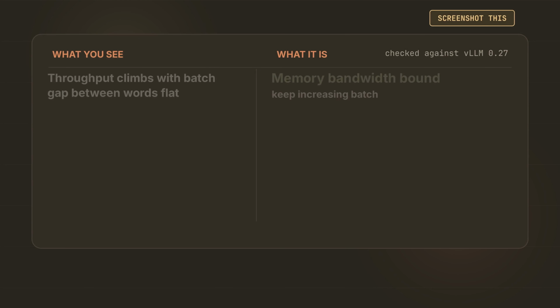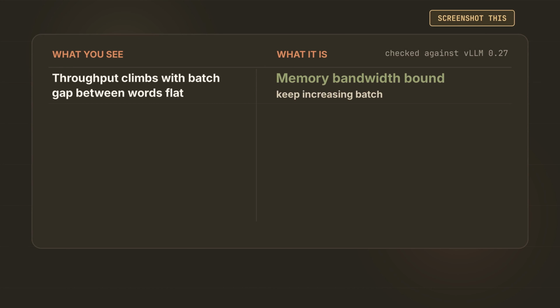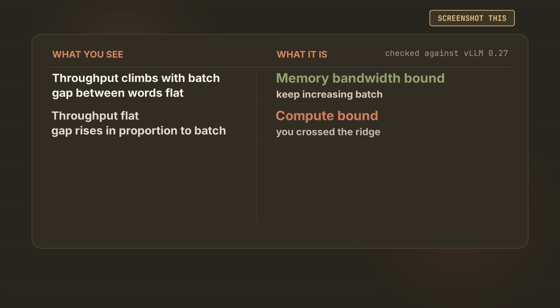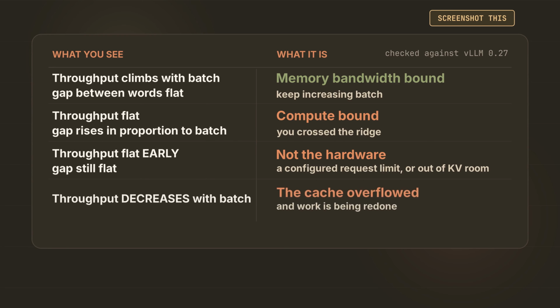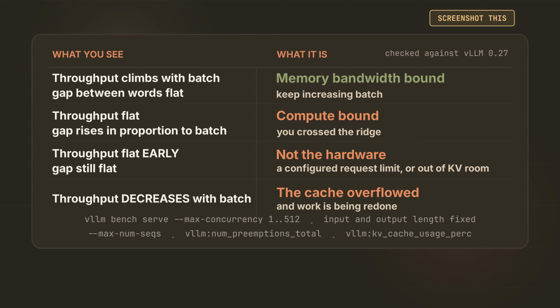So here's your card, and this is the bit worth screenshotting. What your throughput does as you walk that batch up, and what each one means. Climbing with your batch while the gap between words stays flat, so you're memory bandwidth bound and you keep going. Flat while that gap climbs in proportion, so you're compute bound and you've crossed the ridge. Flat early with the gap still flat, so it isn't your hardware at all. And you've either hit a limit somebody configured or you're out of cache room. And going down, so your cache overflowed and work is being redone.